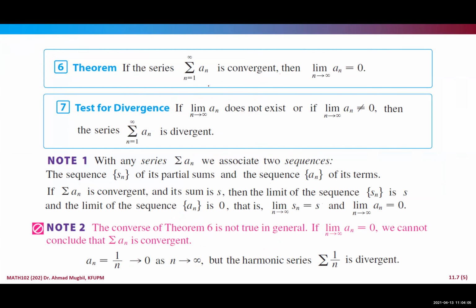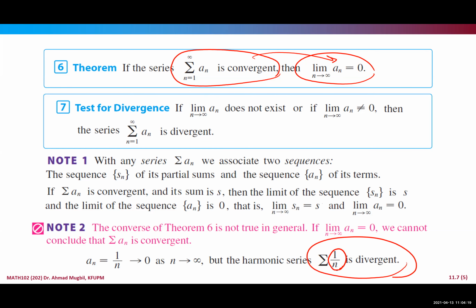What is good about the convergent series? If the series is convergent, then the limit of the nth term is 0. But if the limit of the nth term is 0, it doesn't mean that it is convergent. So be careful. This is an example about that. The limit is 0, but it is divergent. So be careful. What is true is this. If the limit is not 0 or does not exist, then it is divergent.